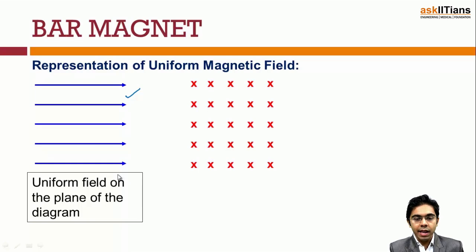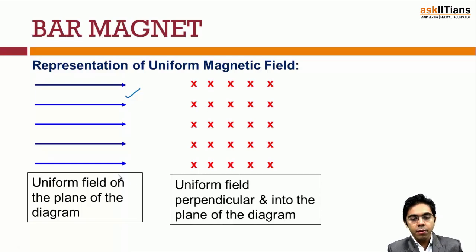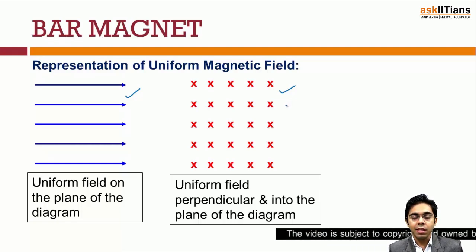If we talk about the second one, this is the uniform field perpendicular, these crosses. These are the uniform field perpendicular and into the plane of the diagram. So it is going far from me, or it is going into the screen.